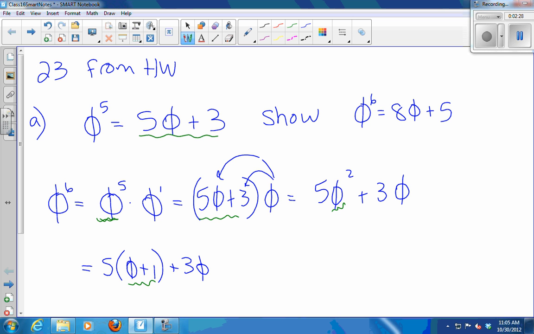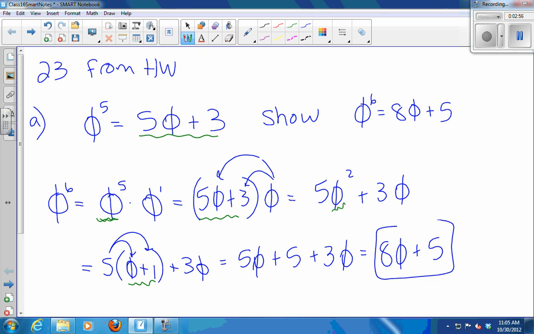I know that's true because that's one of the properties of the golden ratio. It's the number that when you square it, you get the same thing as when you add 1 to it. So I can replace phi squared with phi plus 1. Then I'm going to distribute my 5 to both terms in parentheses. So I get 5 phi plus 5 plus 3 phi, which is 8 phi plus 5, which is what they told me to show that phi to the sixth equaled.